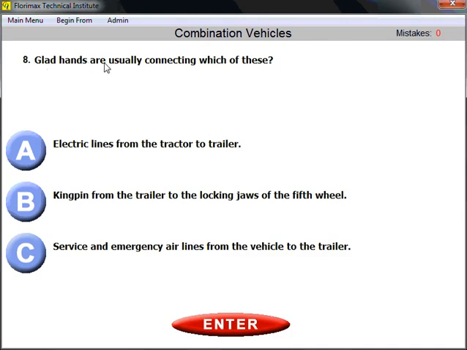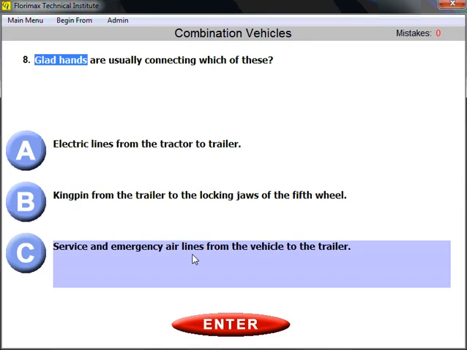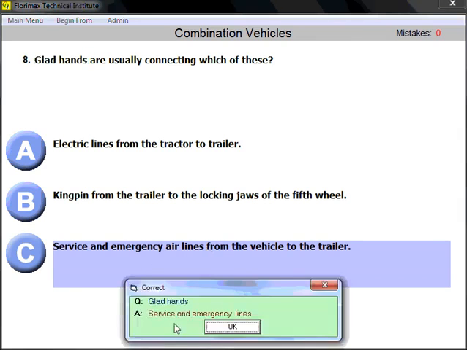Question number 8. Glad hands are usually connecting which of these? And you simply need to be familiar with the terminology. Glad hands, that's a special word used to identify service and emergency airlines from the vehicle to the trailer. Okay? They are associated with airlines. So when you read glad hands, you don't even need a description. They just associate with the airlines. Glad hands, airlines.